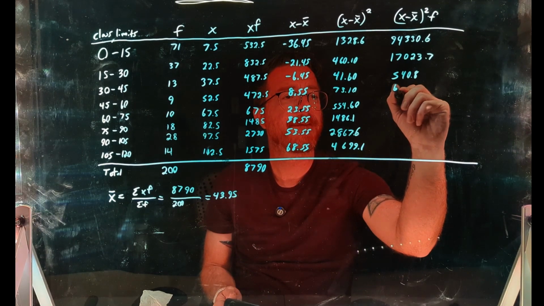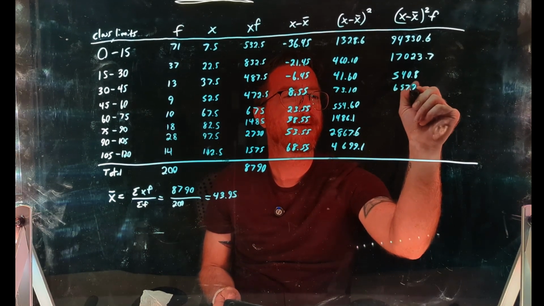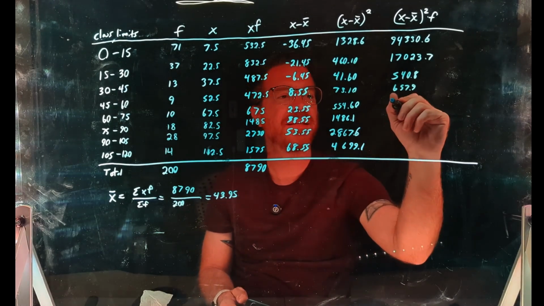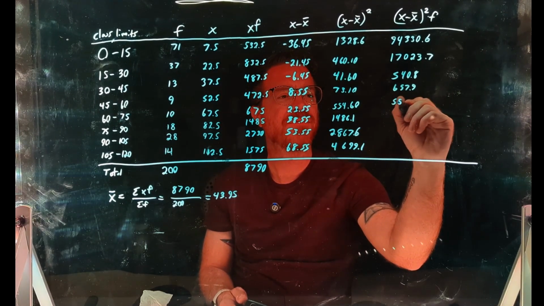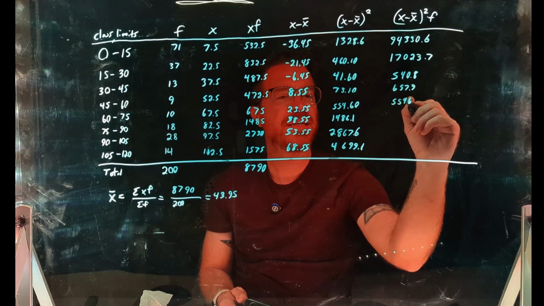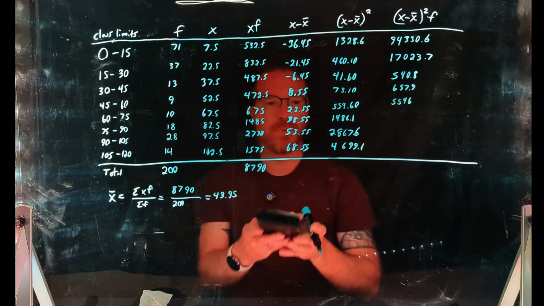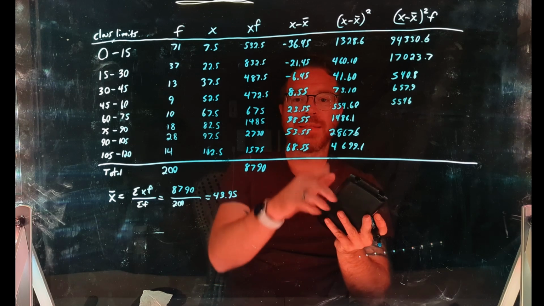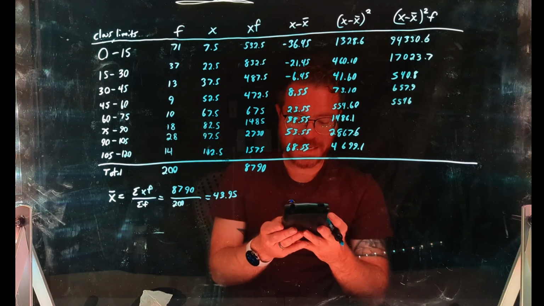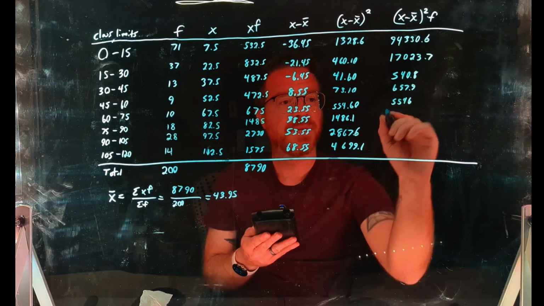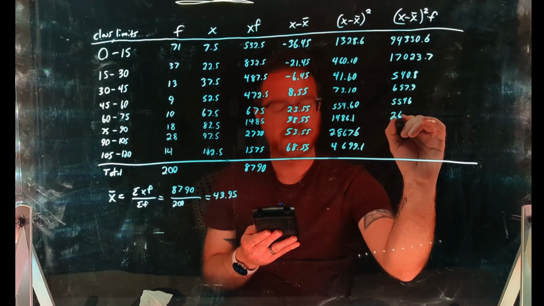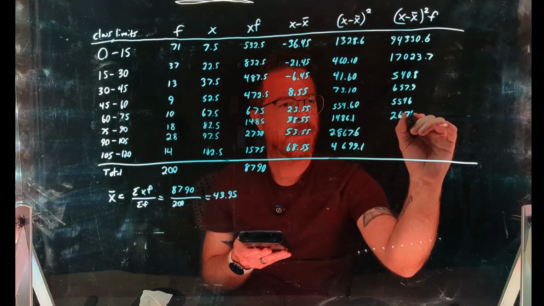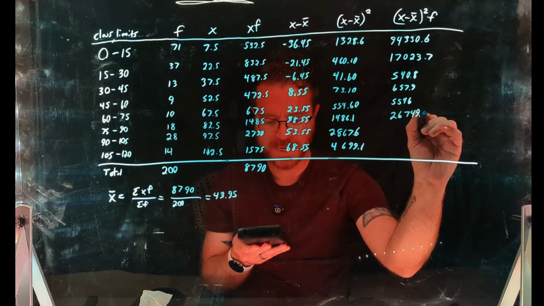I'm going to take my 554.6, multiply that by 10. This is going to give me 5,546. I'm going to take my 1,486.1 and I'm going to multiply that by my frequency of 18. This is going to give me 26,749.8.